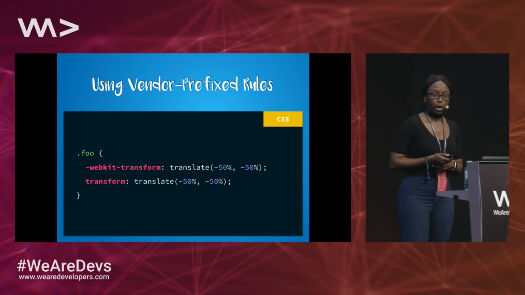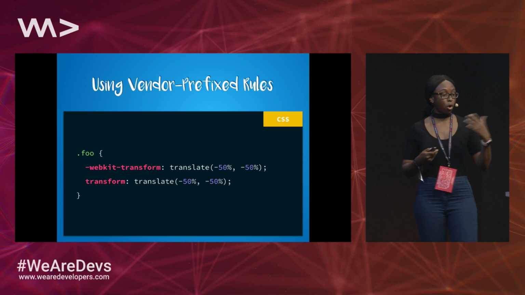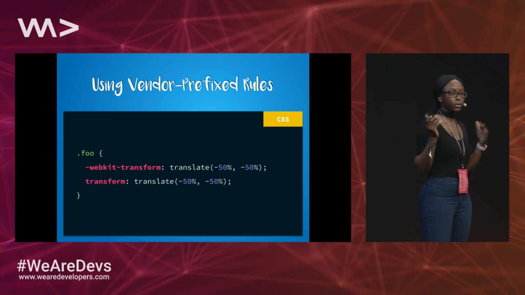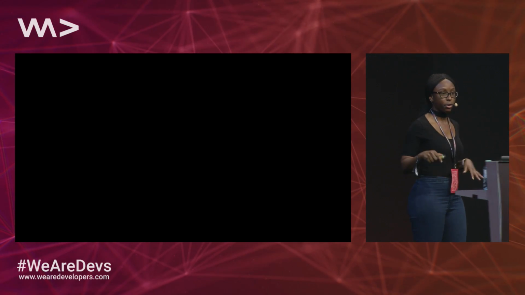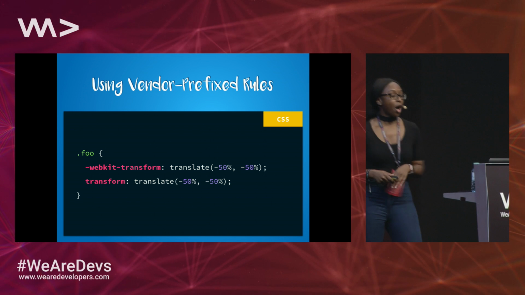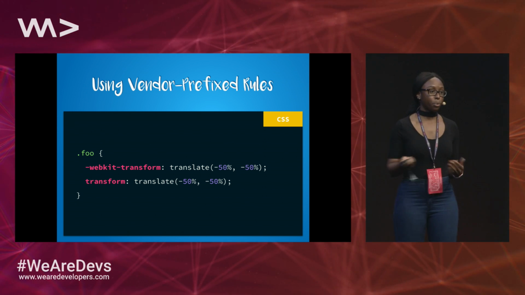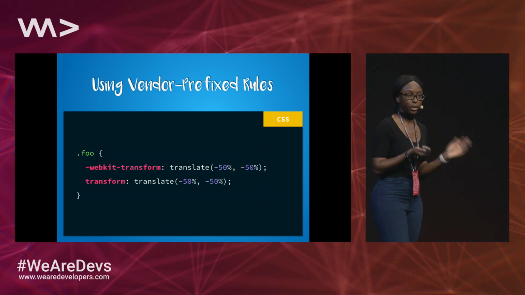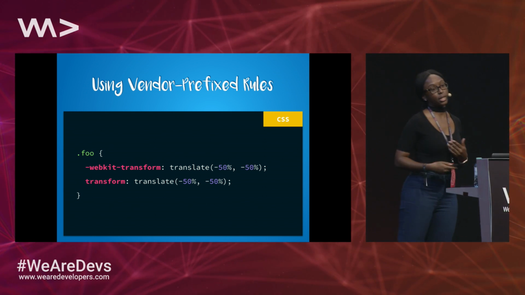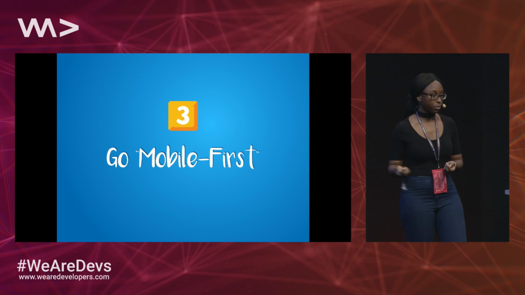This is also how we use vendor prefix rules. We always want to make sure we use the unprefixed version at the very bottom. Okay, the slides are going crazy. We always have the unprefixed version at the bottom, so that's the one that will be used. And as browsers implement things, that's the one that we want to be used.